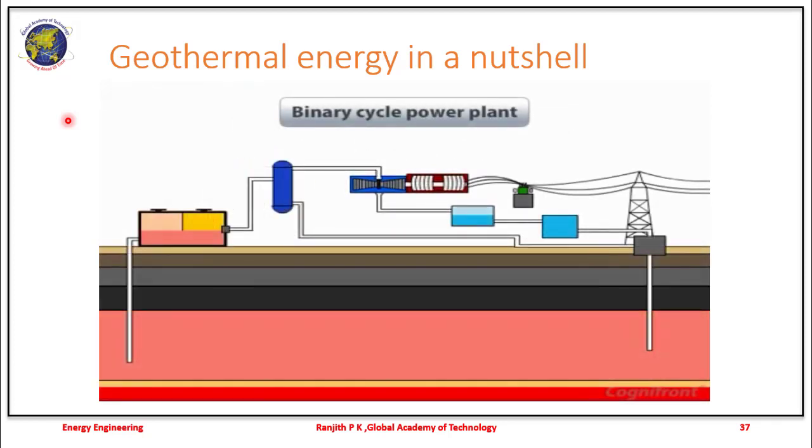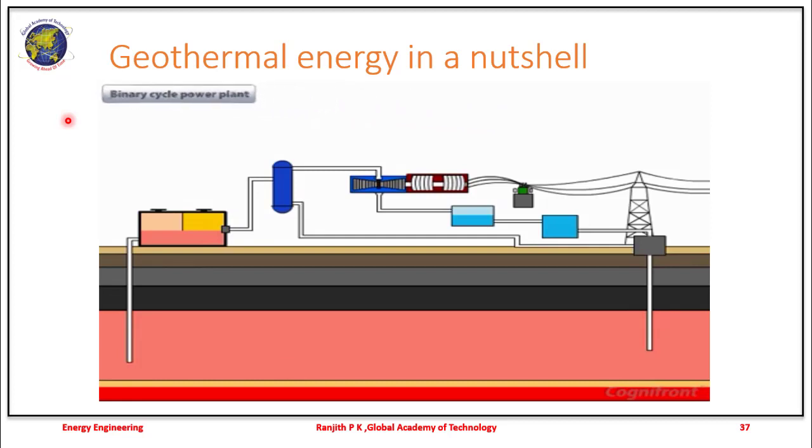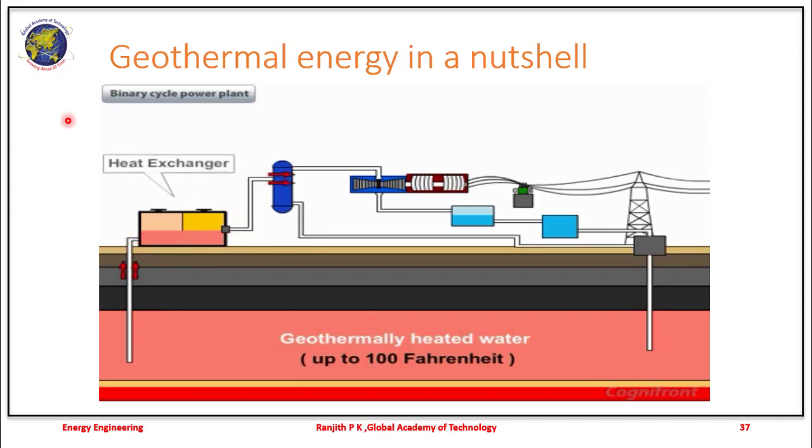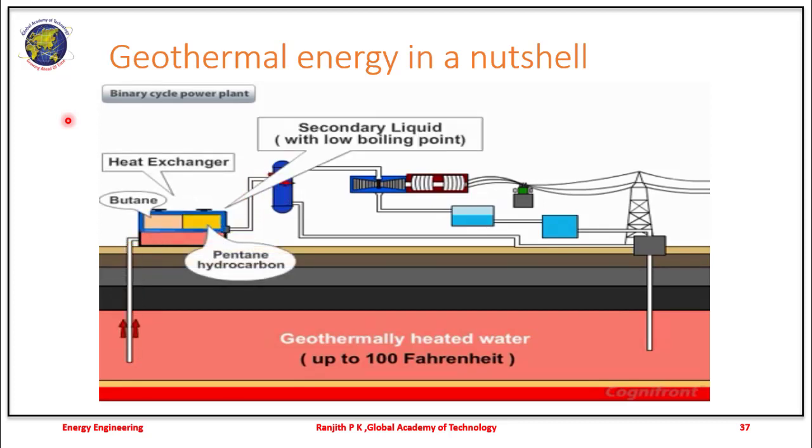Last is binary cycle power plant. This is used when the geothermal resource is at lower temperature of up to 100 Fahrenheit. Here, the hot water is passed to a heat exchanger which is combined with the secondary liquid with a lower boiling point such as butane and pentane hydrocarbon.